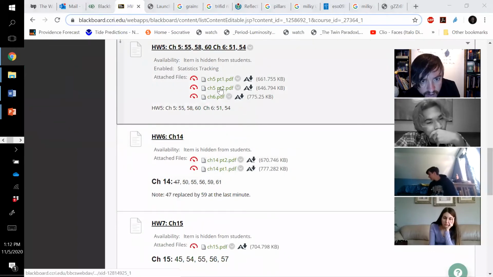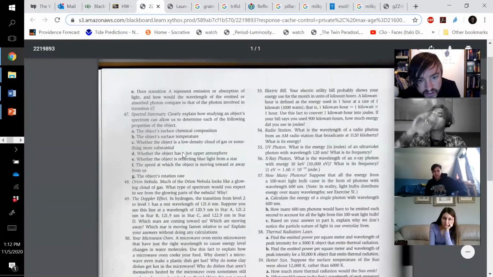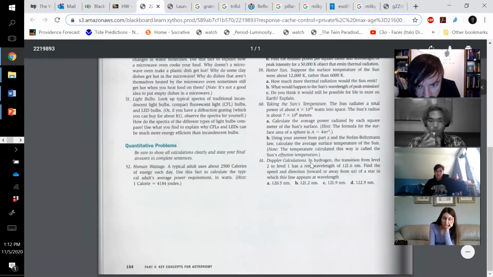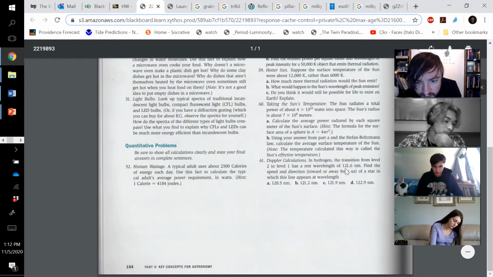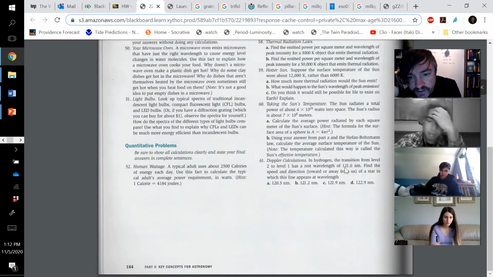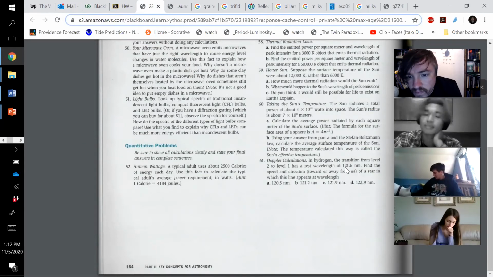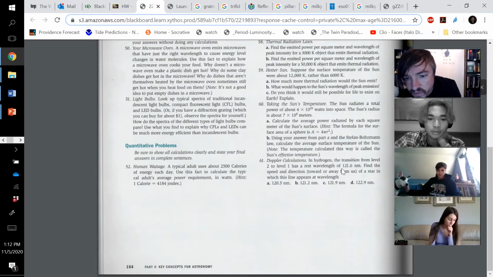Sorry. Chapter 5, part 2 ought to get us there. And I'll start us off today. The Doppler calculations. In hydrogen, the transition from level 2 to level 1 has a rest wavelength of 121.6 nanometers. This is the so-called Lyman alpha transition. What type of photon is that, class? And what band of the electromagnetic spectrum is 121.6 nanometers?